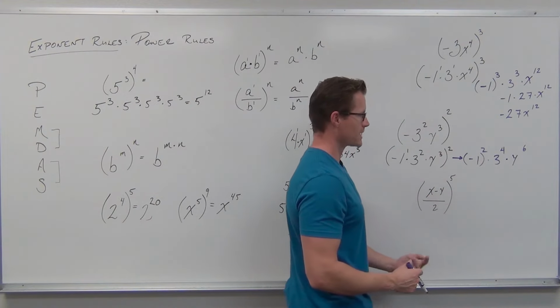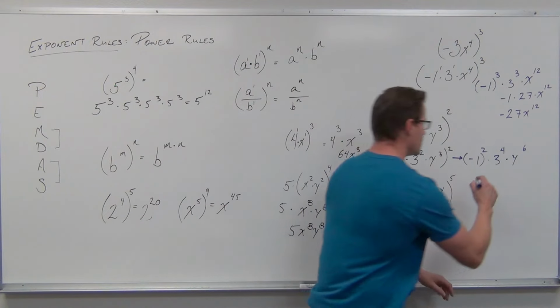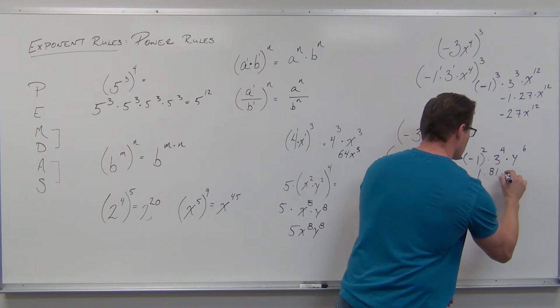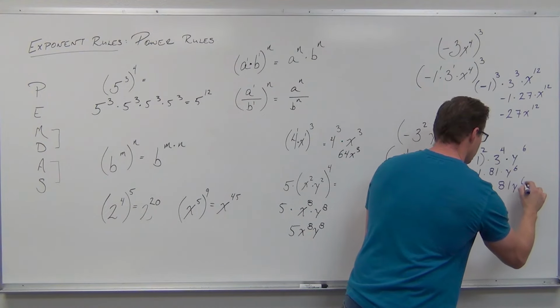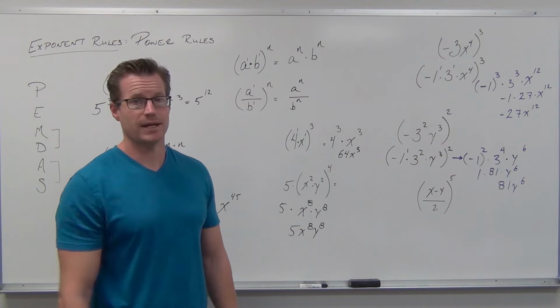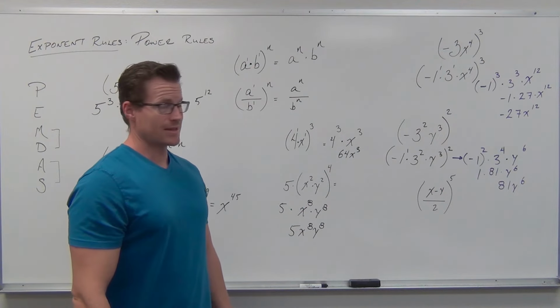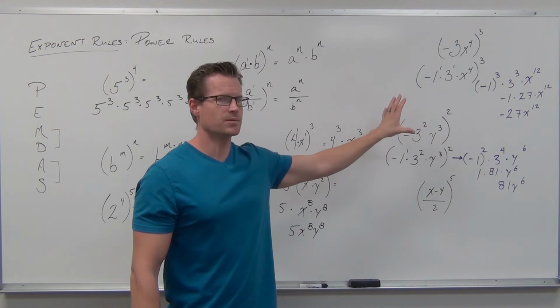Now we do a little bit more work. I know that 3 to the 4th is 81. Negative 1 squared, negative 1 times negative 1, is positive 1. We get 81 y to the 6th. Positive 81 y to the 6th. That's cool. I hope that you can go through and try these on your own in just a little while, see if you can get them done.